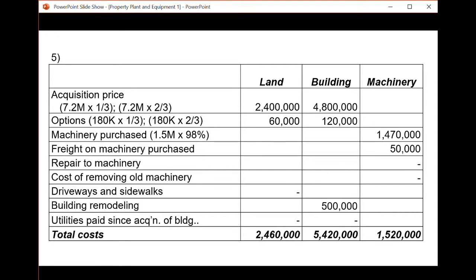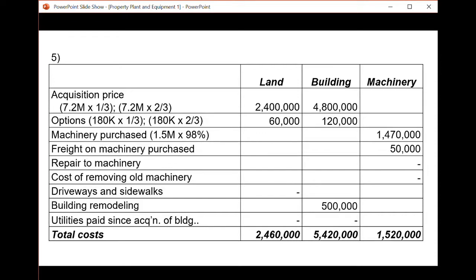Utilities paid since acquisition of the building, wala man na siya labot. Utilities uga, tubig man na siya. Otherwise, kung para na siya sa construction, ma-appeal na siya sa cost of the building, pero dili man. Utilities naman na siya. Yeah, since acquisition of the building, so expenses yun ni siya.